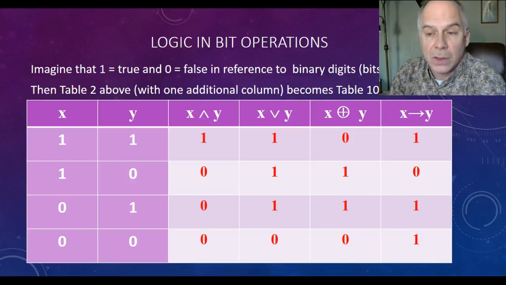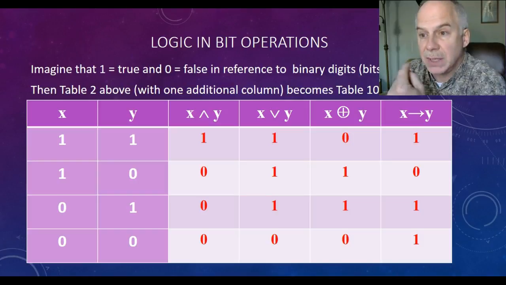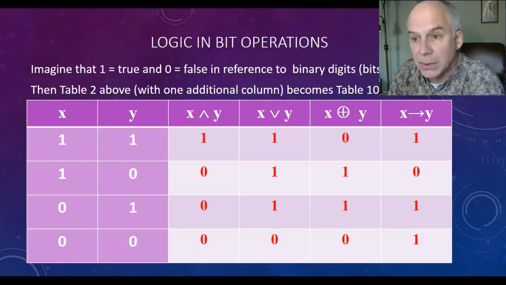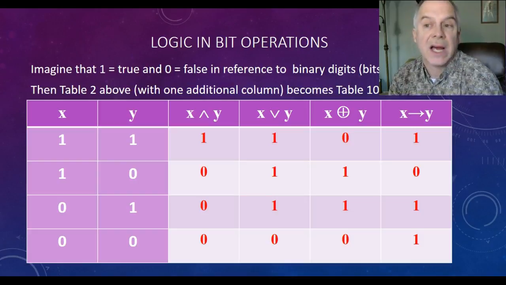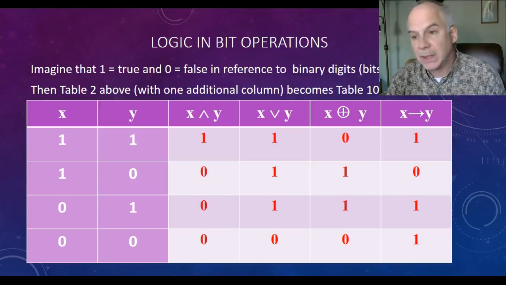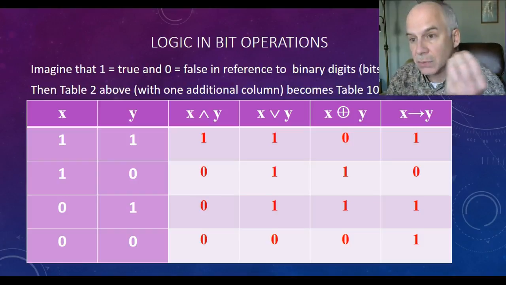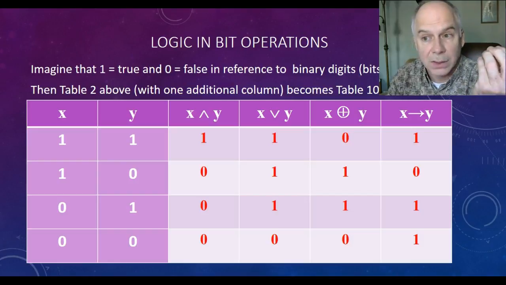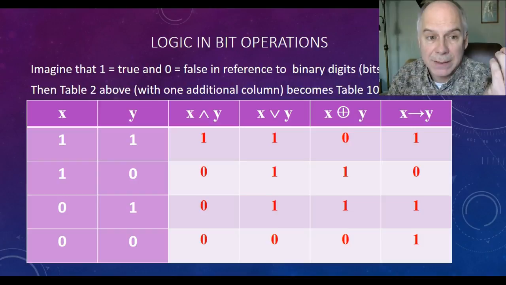And so imagine the ones representing the circuit being on, and the zeros represent the circuit being off. Well, this is like true and false. True being the circuit is on, false being the circuit is off. So this refers really to the inner workings of a computer all the way down to the bits, the ones and the zeros.